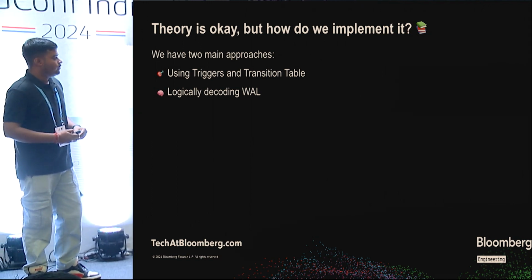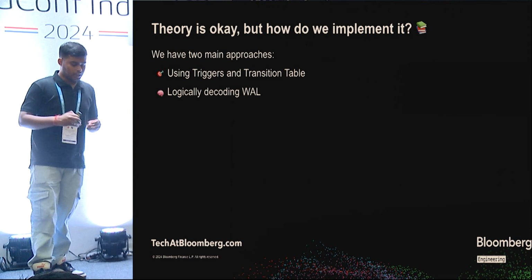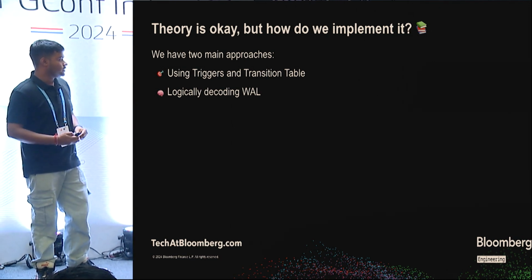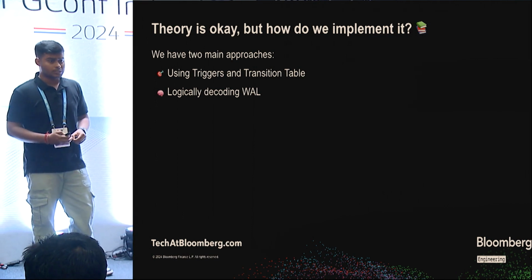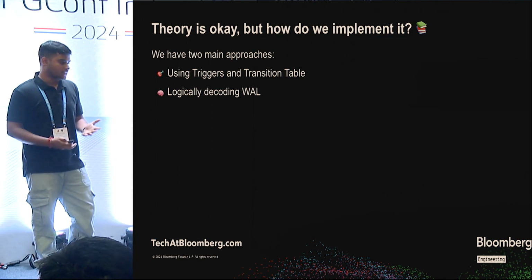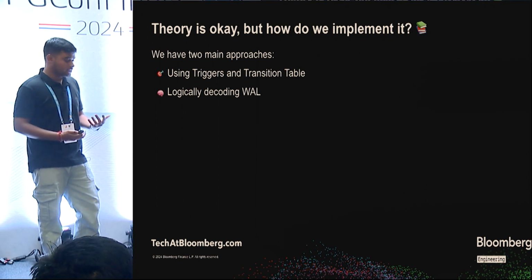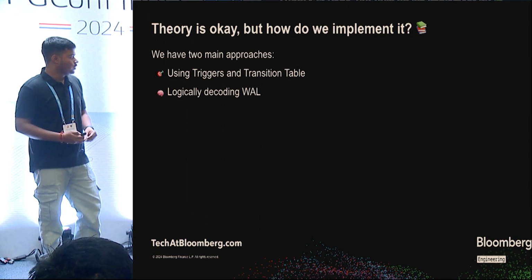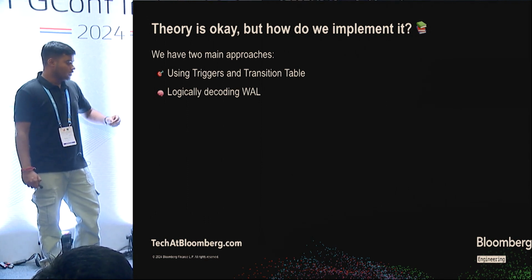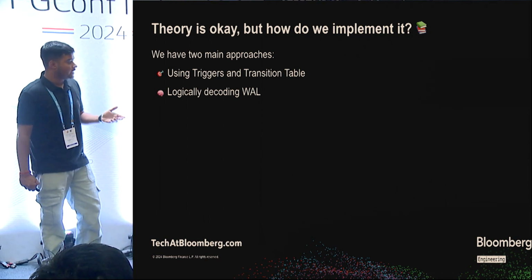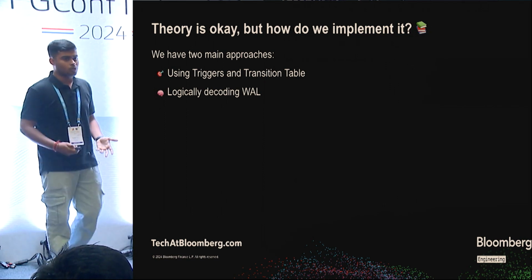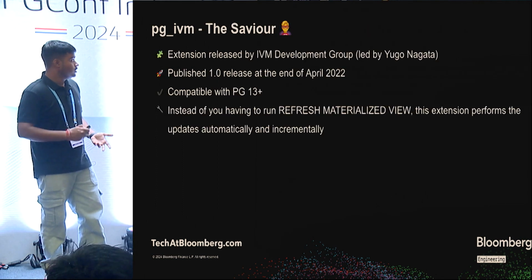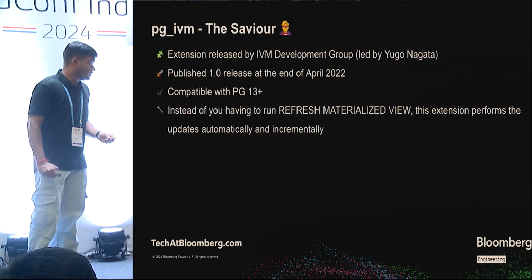Okay, so now we have the idea of how we are going to update our materialized view incrementally, and we have some approaches that we can follow. So now what we can do is just go to our database, write some triggers, or start logically decoding our write ahead logs and do everything to update our views incrementally. But what if I say that everything that I'm talking about is already implemented in the Postgres extension PGIVM, which is the savior for us.